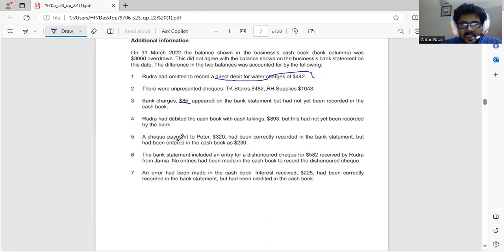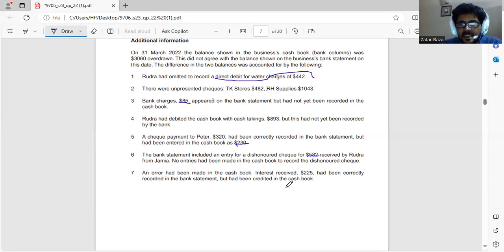A check payment to Peter of 320 had been correctly entered in the bank statement but had been recorded in the cash book as 230. Yes, this error needs to be rectified in our revised cash book. The bank statement included an entry for a dishonored check for 582 by Rudra to Jamia. No entry has been made in the cash book to record the dishonored check. Yes, this 582 is going to be recorded in our revised cash book.